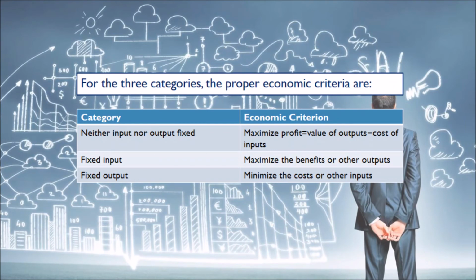For the three categories, the proper economic criteria are: for neither input nor output fixed, maximize the profit, which is equal to the value of outputs minus cost of inputs. For fixed input, maximize the benefits or other outputs. For fixed output, minimize the cost or other inputs.